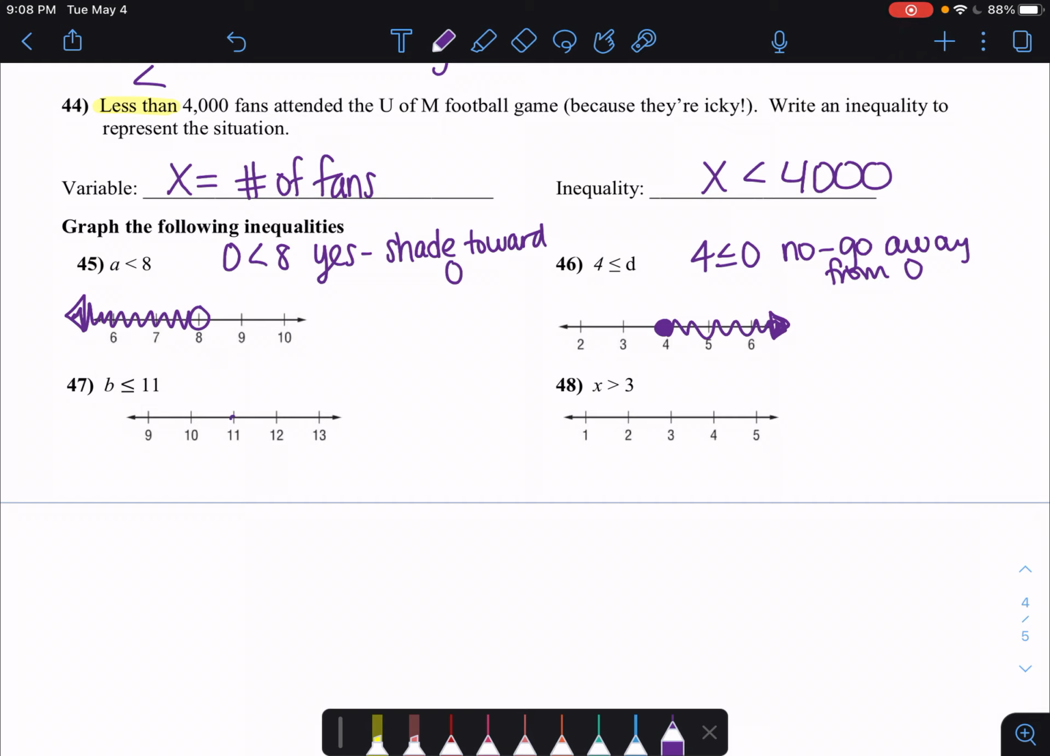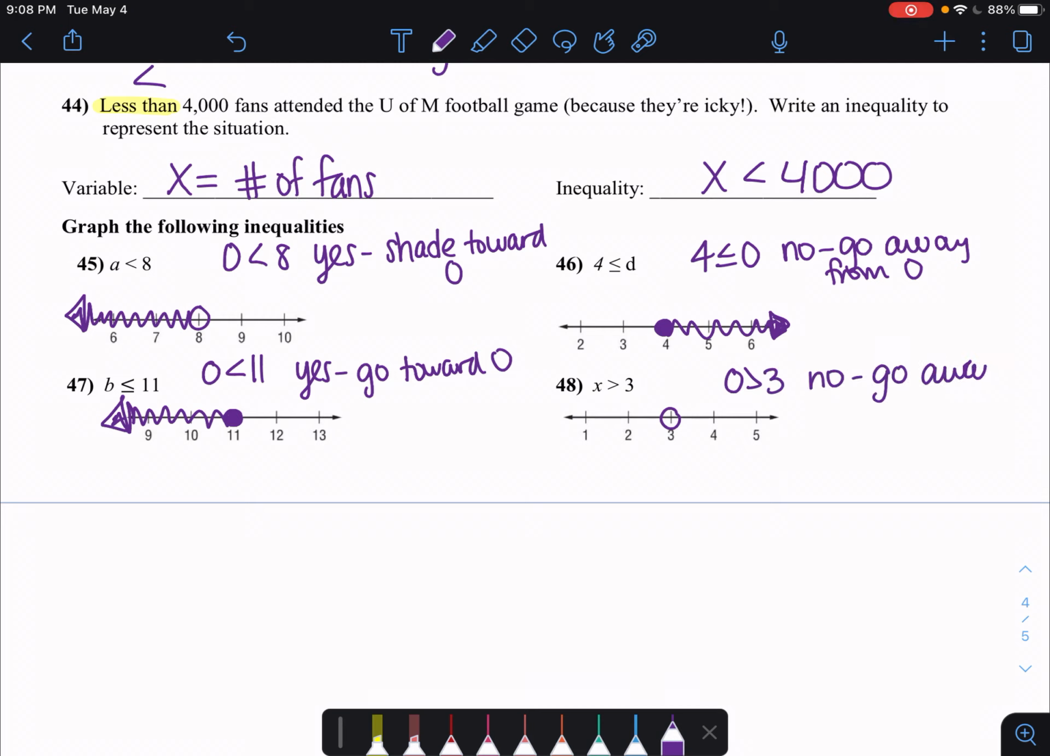In number 47, I'm going to have a closed point over the number 11, and then I'm going to check my 0. So 0 is less than or equal to 11. That's going to be yes. So go toward 0, which is going to be to the left. In number 48, I'm going to have an open point on the number 3, and this does not work, so I'm going to go away from 0, which is to the right.